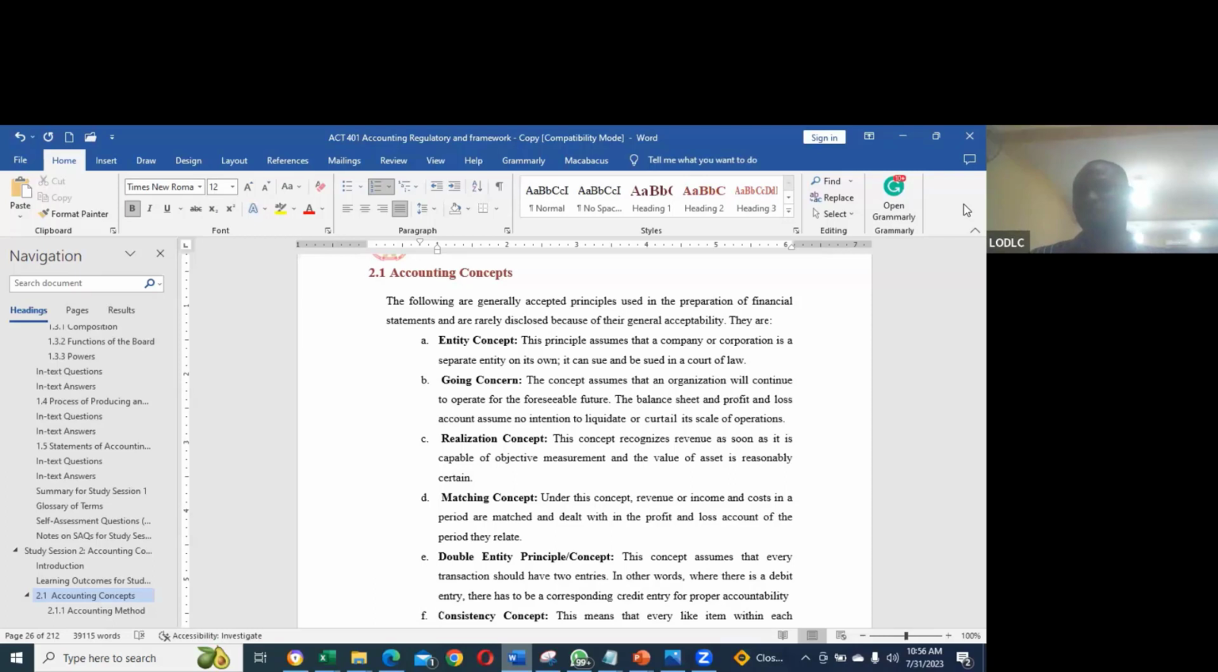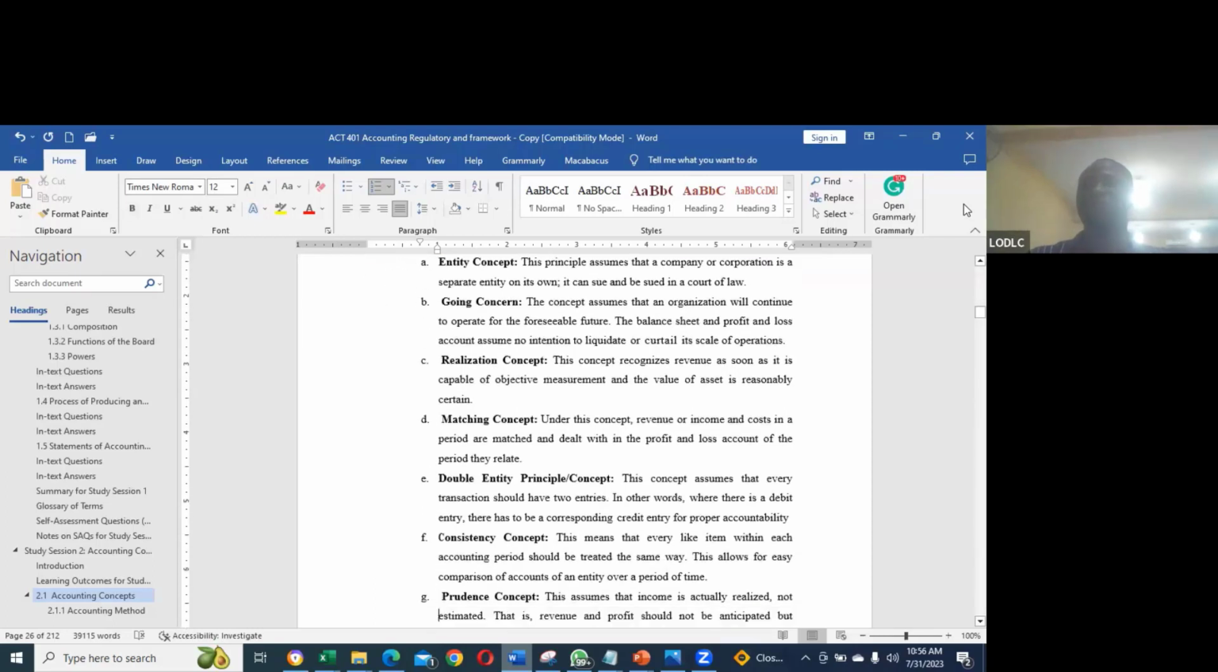That's what we are interested in accounting. We have to be accountable for every one kobo spent in an organization. So that is why if money is sent out, we must identify the source receiving the money. The source that the money is going out from must be identified, and the source receiving the money must also be identified. So then we have the consistency concept.